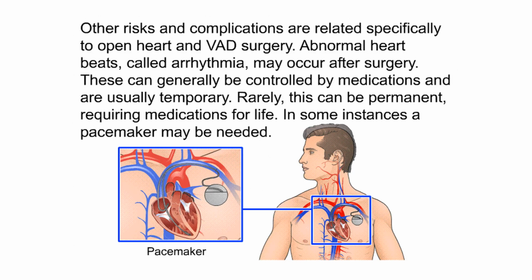Other risks and complications are related specifically to open heart and VAD surgery. Abnormal heartbeats, called arrhythmia, may occur after surgery. These can generally be controlled by medications and are usually temporary. Rarely, this can be permanent, requiring medications for life. In some instances, a pacemaker may be needed.